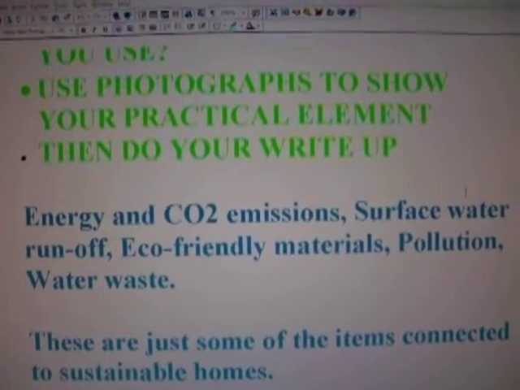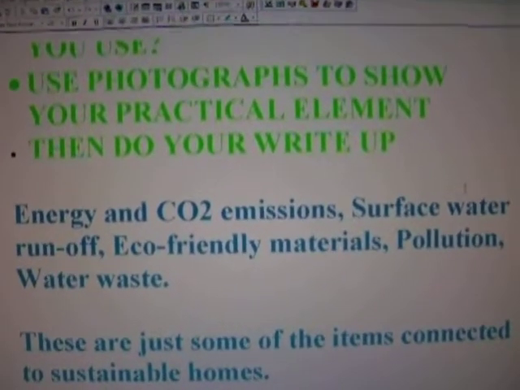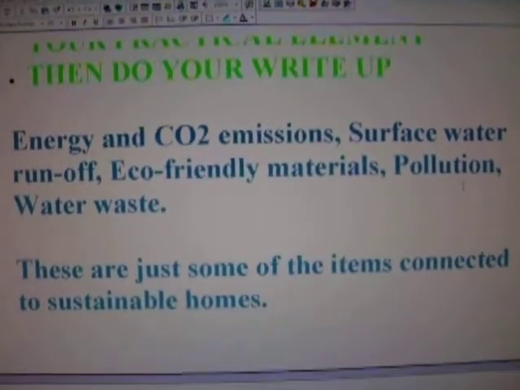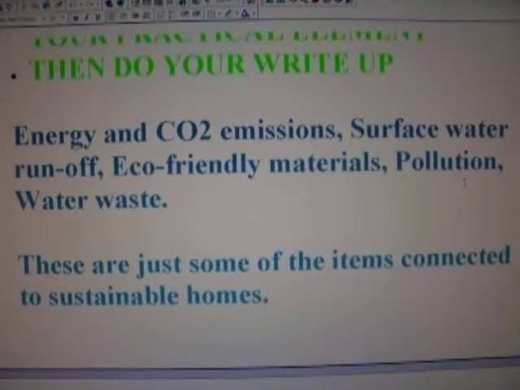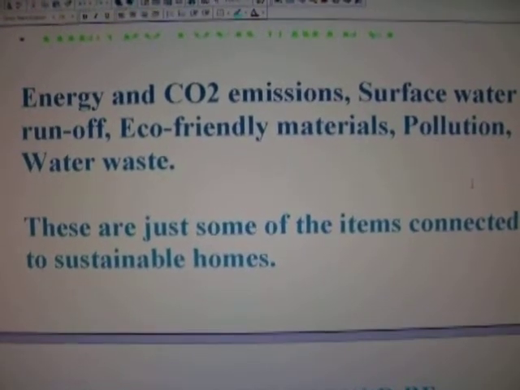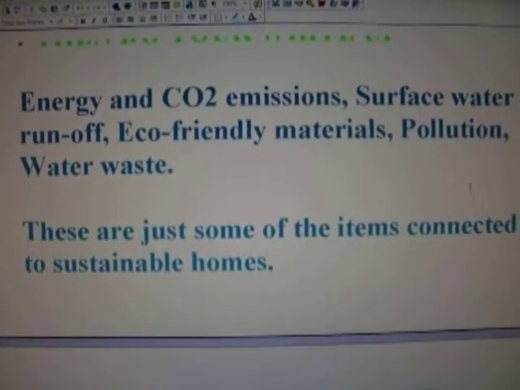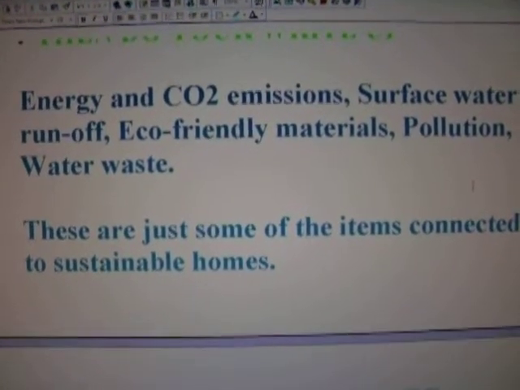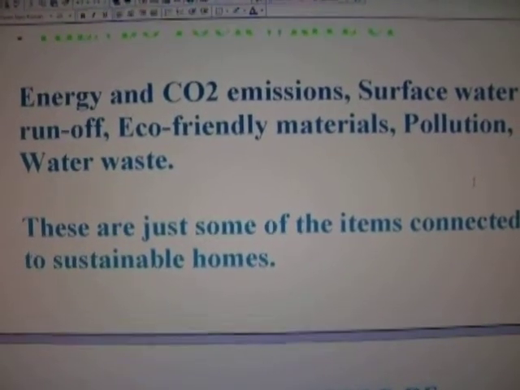Now, energy and CO2 emissions, surface water, etc. These come under the sustainable homes, and there are amendments and requirements in newly built houses these days. Okay.